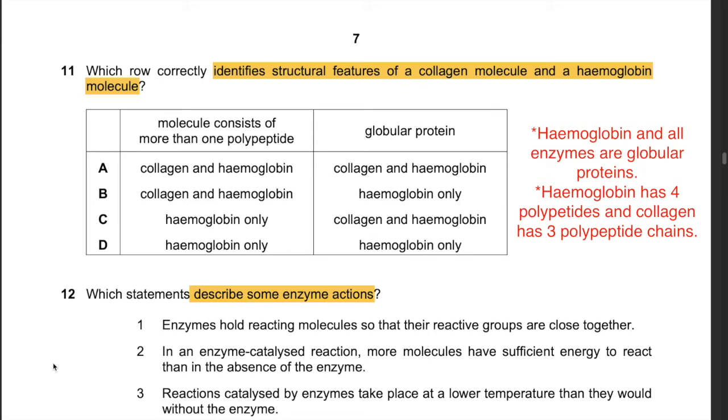Question 11. Which row correctly identifies structural features of a collagen molecule and a hemoglobin molecule? Hemoglobin and all enzymes are globular proteins. Hemoglobin has 4 polypeptides and collagen has 3 polypeptide chains. Therefore, the molecule consists of more than one polypeptide. Both collagen and hemoglobin will have more than one polypeptide. Globular protein only applies to hemoglobin. Therefore, the answer is B.